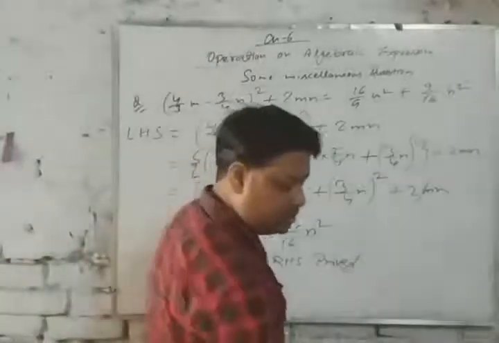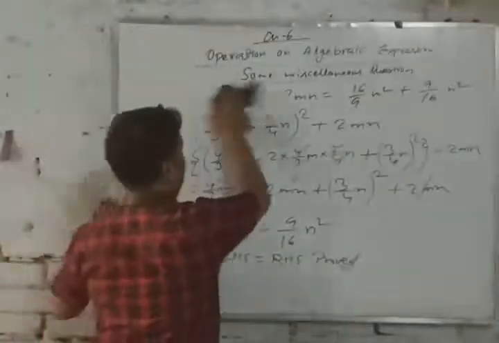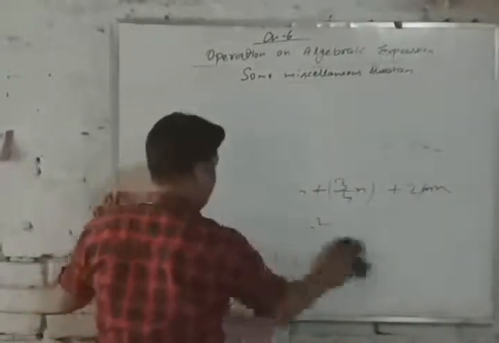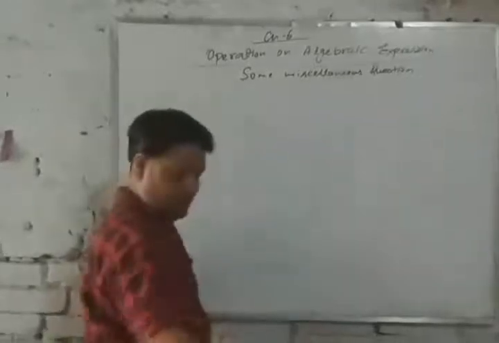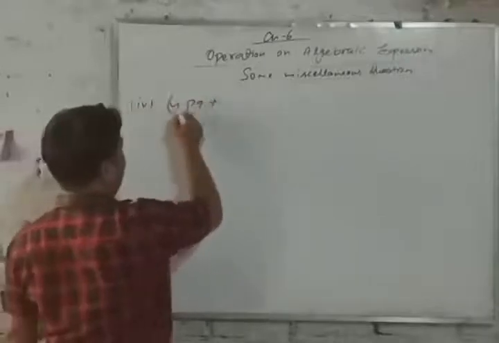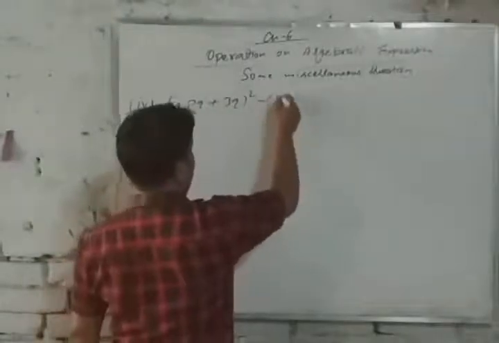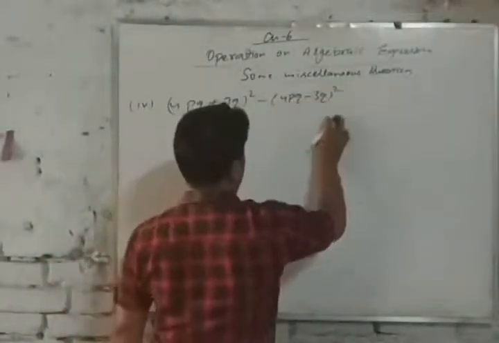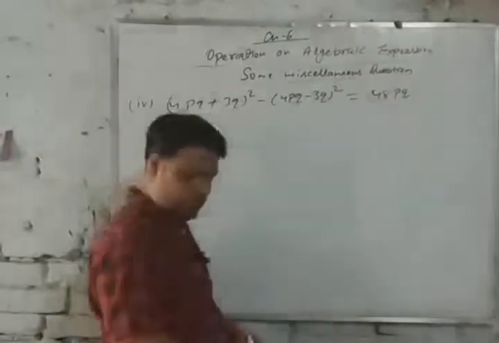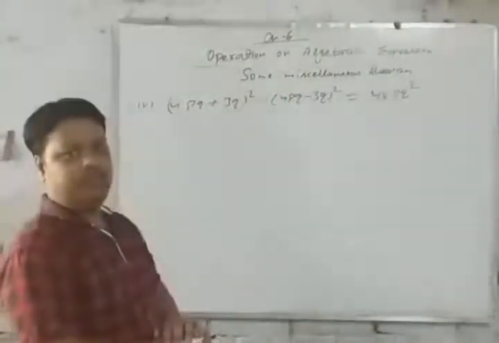Now students, let's solve one last question of this day. It is again a proof question: (4pq plus 3q squared) whole squared minus (4pq minus 3q squared) whole squared is equal to 48pq squared. We have solved this type of question in previous videos.